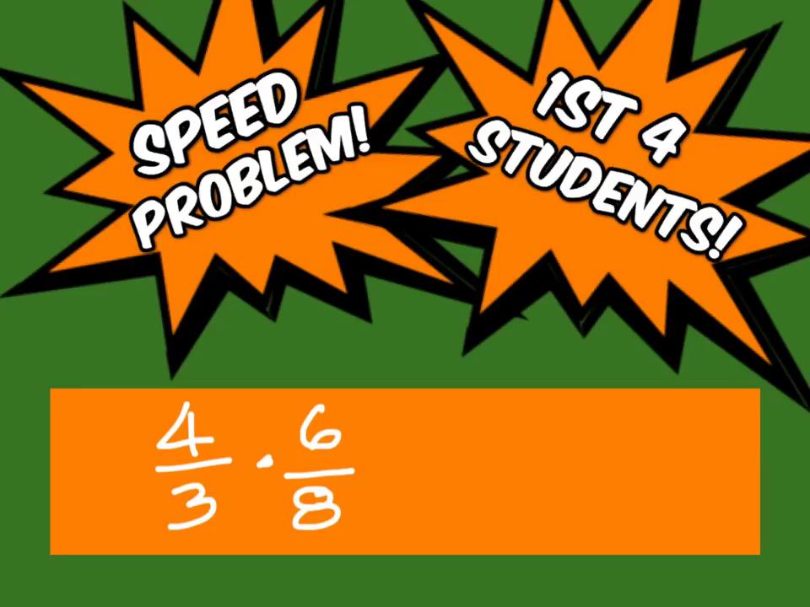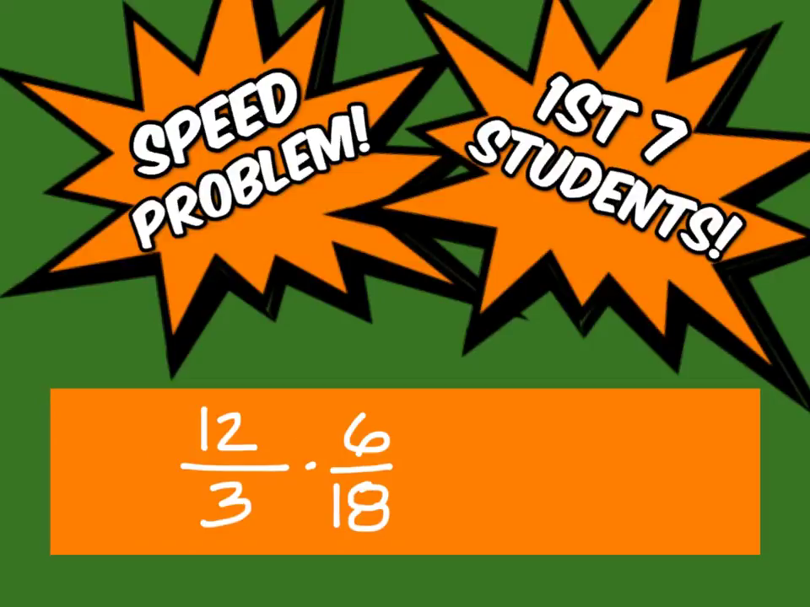Here's the speed to the first 4. The answer to this one should be 1. This one is for everybody. Answer to this one should be 4 over 3. Unless otherwise told to do so, just leave it as an improper fraction. Try this one.